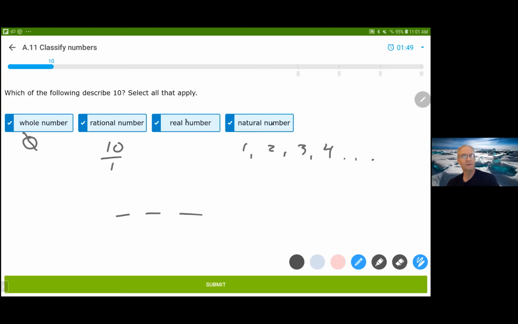So all of these things describe 10. Sorry it took so long. There it is. Submit.